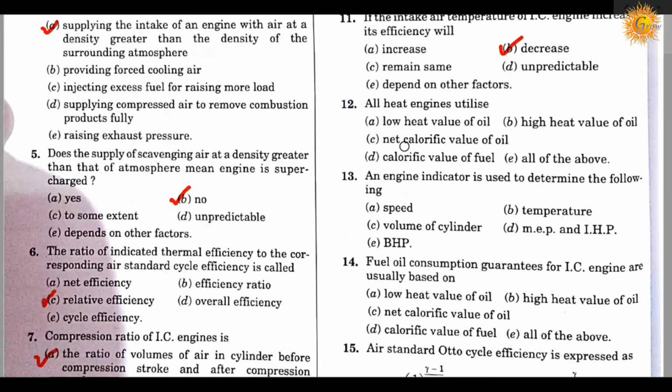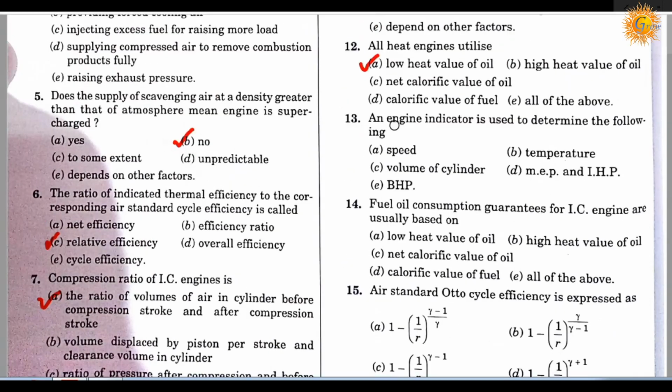Question number 12. All heat engines utilize: option A low heat value of oil, option B high heat value of oil, option C net calorific value of oil, option D calorific value of fuel, option E all of the above. Correct answer is A.